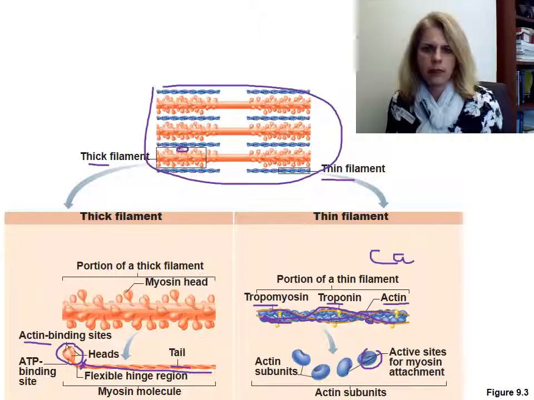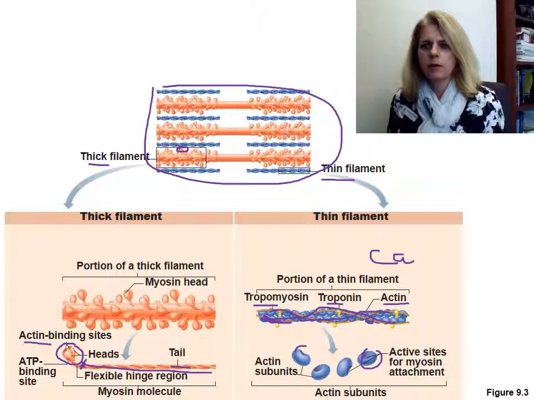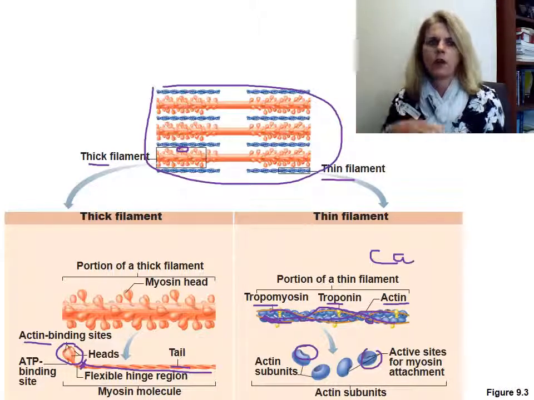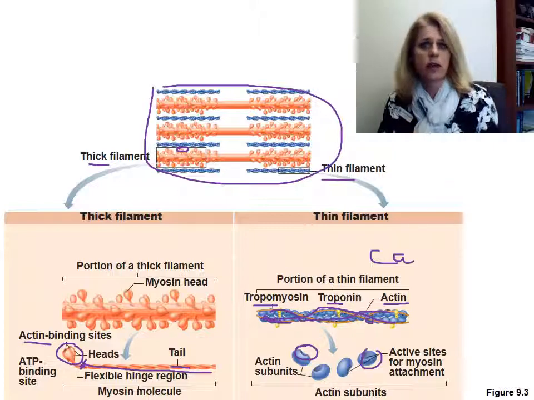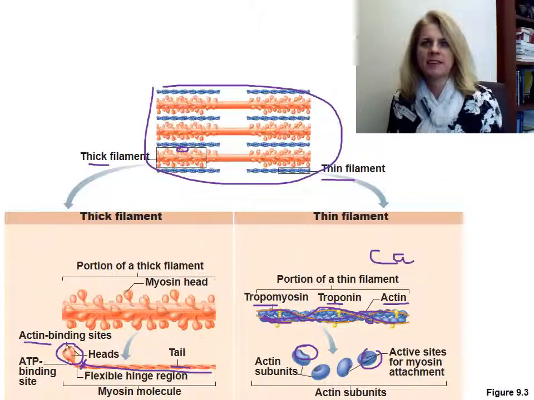So when calcium binds troponin, that causes the tropomyosin to move and expose these binding sites so the actin and myosin can get together. We're going to go over all of this. We've got some videos for you to watch so that you can see it in action and animated. So you'll get it. Don't worry yet.